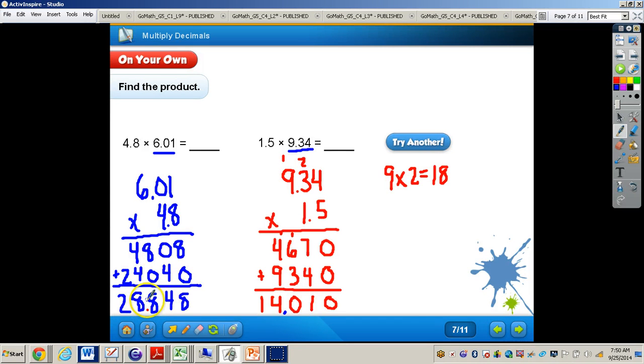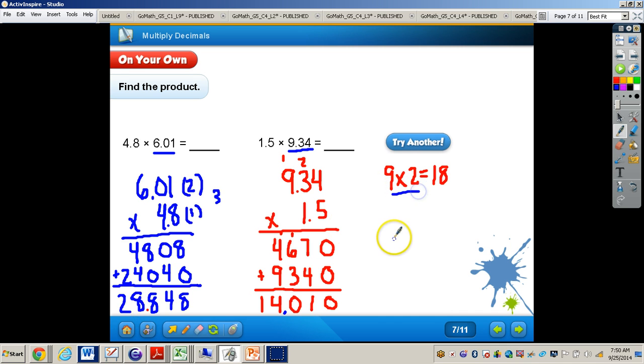Okay, we have 28 and 848 thousandths. You can see there are 2 digits to the right of the decimal with my 6 and 1/100ths, and 1 digit to the right of the decimal within my 4 and 8/10ths, giving me a total of 3 digits to the right of the decimal. Therefore, 3 digits to the right of the decimal within my answer.